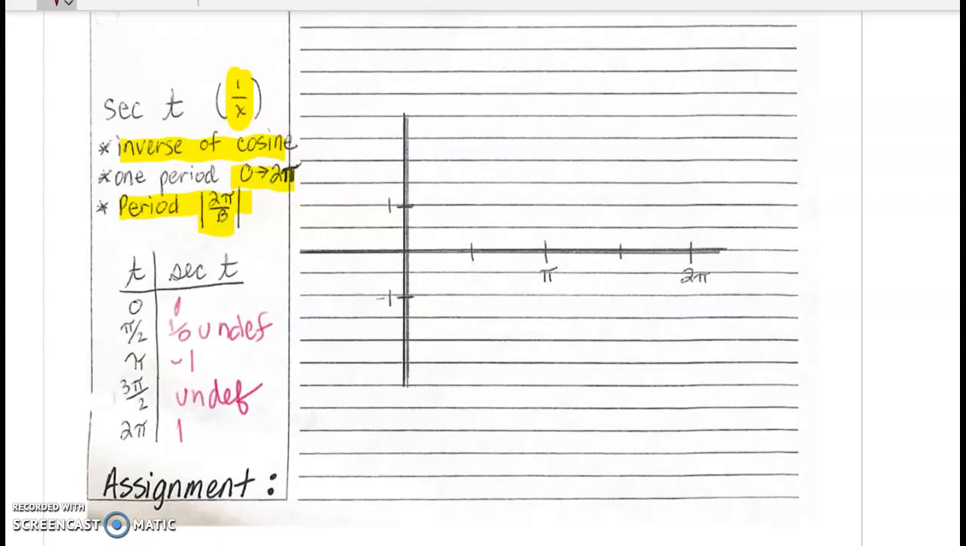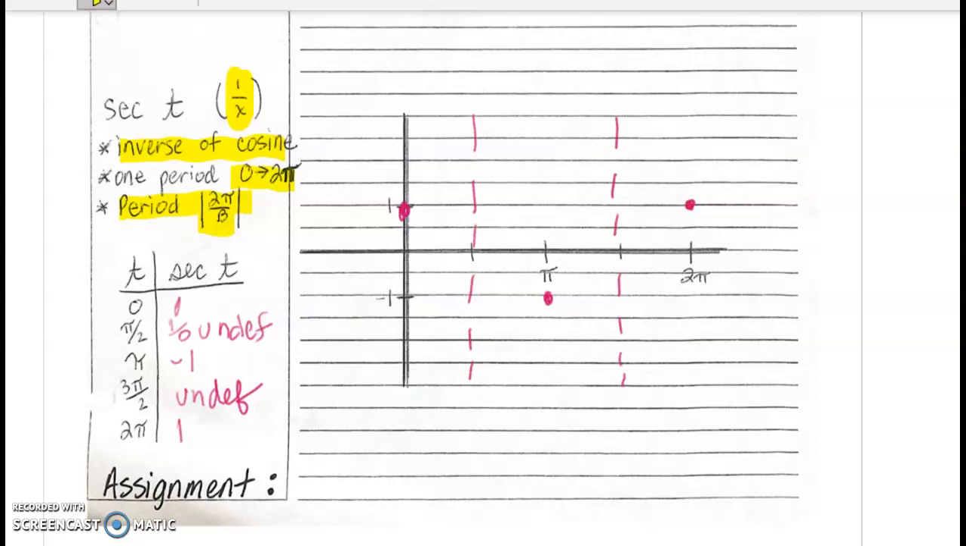All right, let's go graph those. At 0, I'm up here at 1. At pi over 2, I'm undefined. At pi, I'm at negative 1. At 3 pi over 2, undefined. And at 2 pi, I'm up at 1.